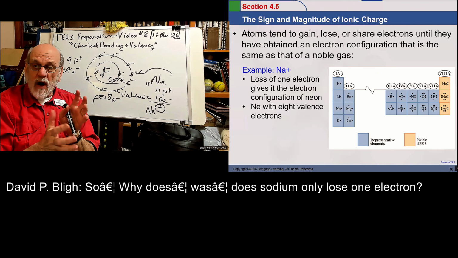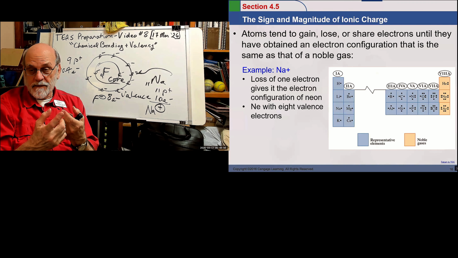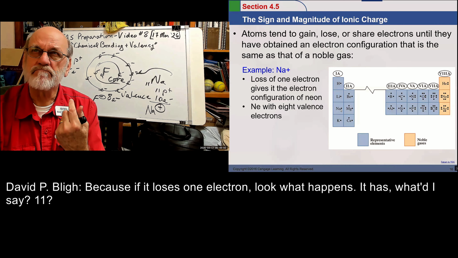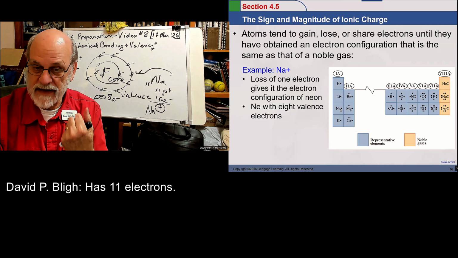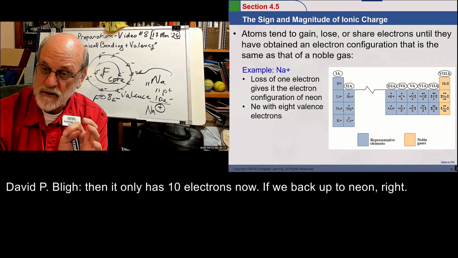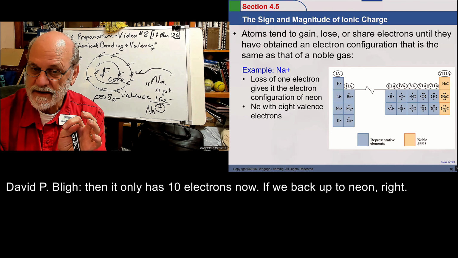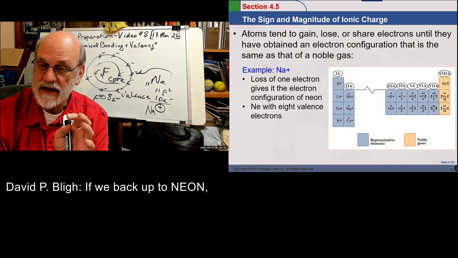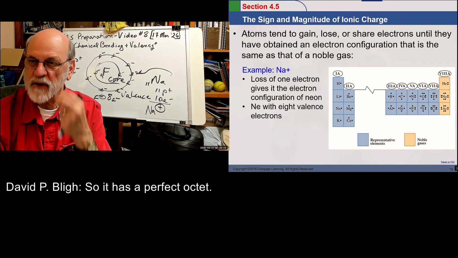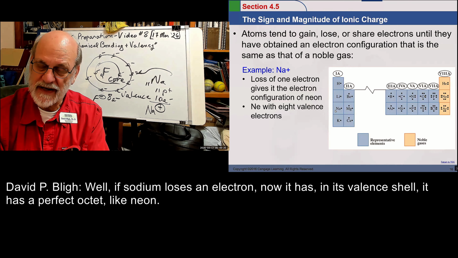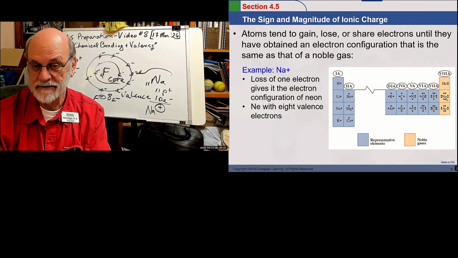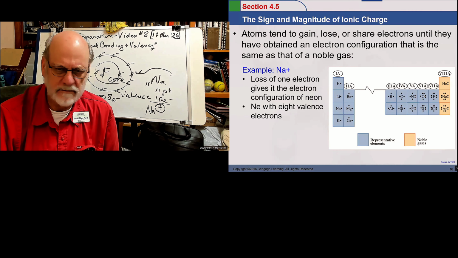Why does sodium only lose 1 electron? Because if it loses 1 electron, look what happens. It has, what did I say, 11 electrons. If it loses that 1 electron, then it only has 10 electrons now. If we back up to neon, it has 10 protons and 10 electrons, so it has a perfect octet. Well, if sodium loses an electron, now in its valence shell it has a perfect octet, like neon. And that makes it very happy.